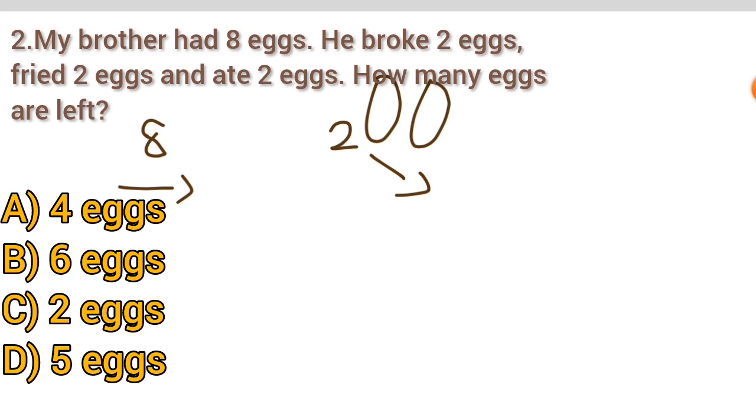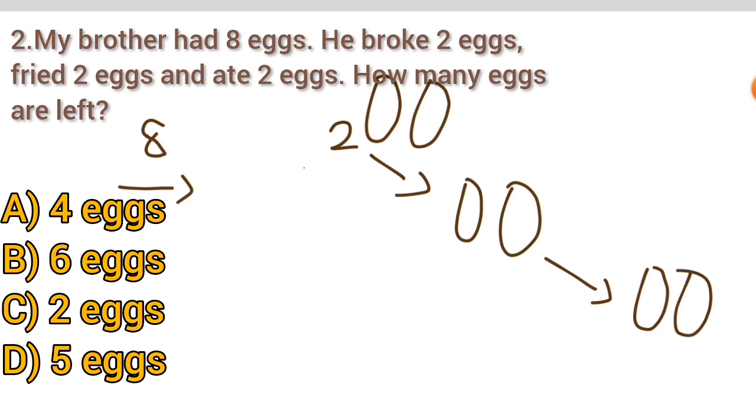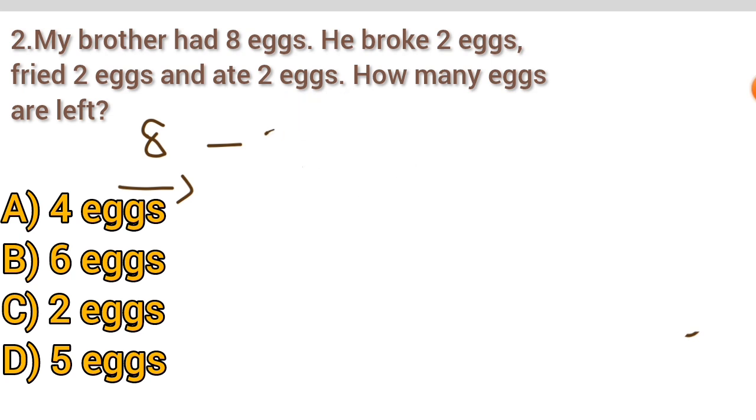Then using these 2 eggs, he fried those 2 only. And he ate these 2 only. That means he used only 2 eggs from 8. That means if you subtract these 2 from 8, remaining is 6 eggs. So option B is the correct one. Go for the another question.